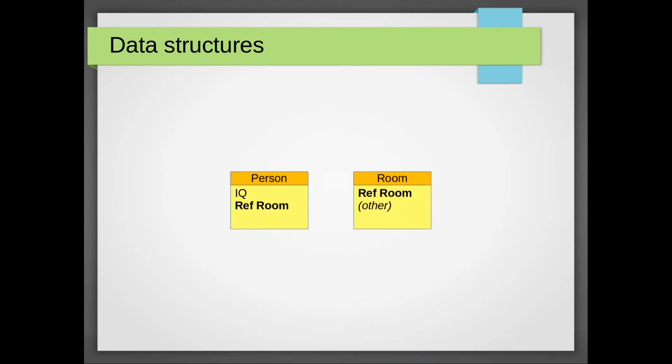Let's define the data structures first. We need a person structure, and let's use his IQ to determine how smart he is. Furthermore, we need a reference to the room he resides in. Now we need a room structure, which needs a reference to identify it by. This reference is used by person. Now, there can only be 0 or more persons in that room, but we only need that room structure if it has some properties, apart from its reference.